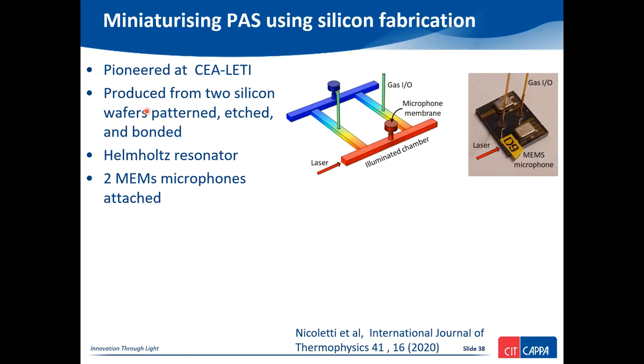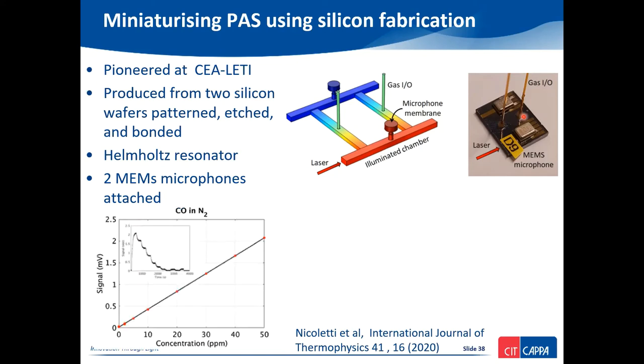One of their techniques is to use platinum silicon wafers, bond them together, and create the resonator. Here we see this schematic of the channels that are cut into the silicon. One arm is illuminated by the laser in question, which excites the gas and creates the acoustic wave, which propagates across the resonator. And then we can see on this image the two microphones bonded to the silicon to detect the acoustic wave.